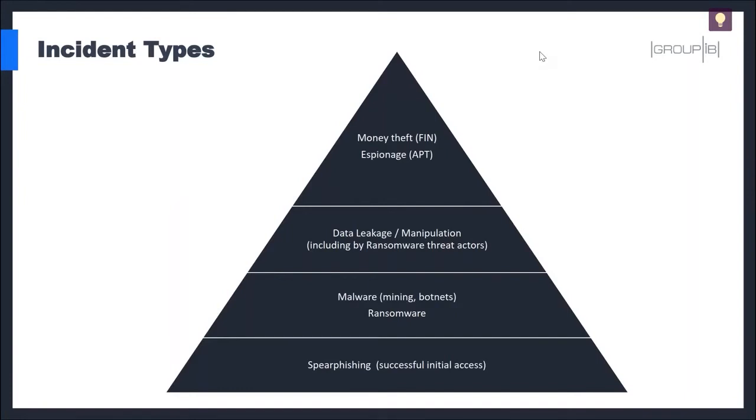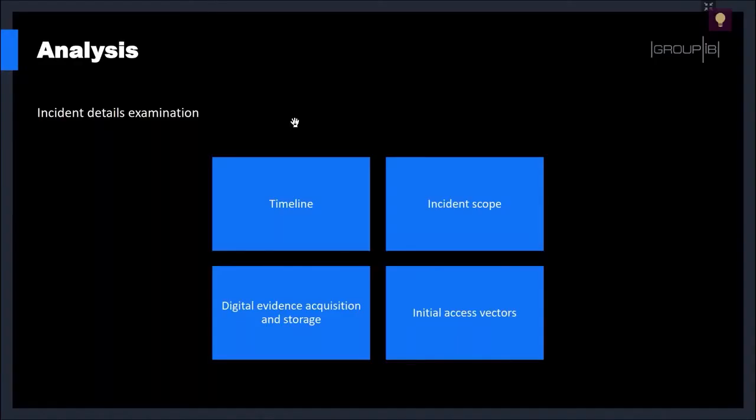The maybe more dangerous types of incident are data leakage or data manipulation, which is now very often used by ransomware threat actors. And finally, we have the money theft and the espionage, the APT groups, which are 100% persistent. We don't even know each time what tool they are going to use. It's just a very thorough malware analysis part to find some similarities in the software used.